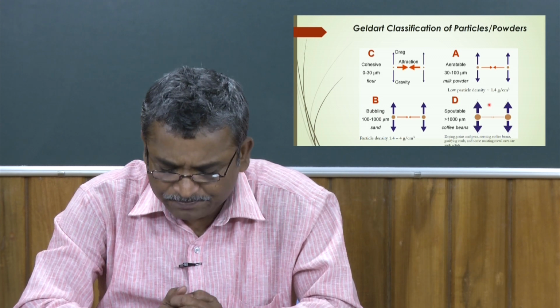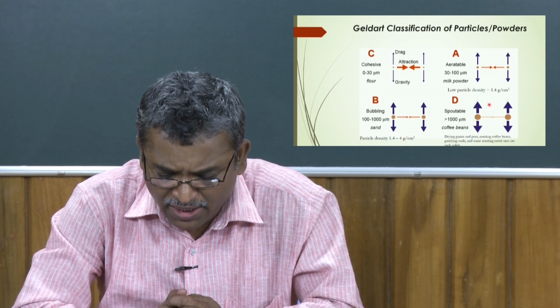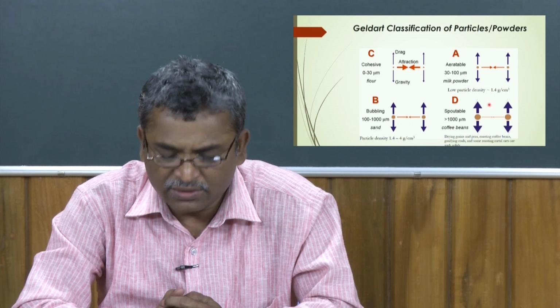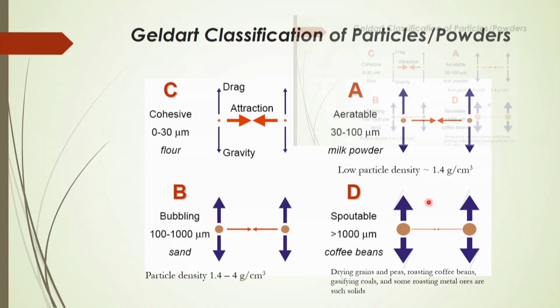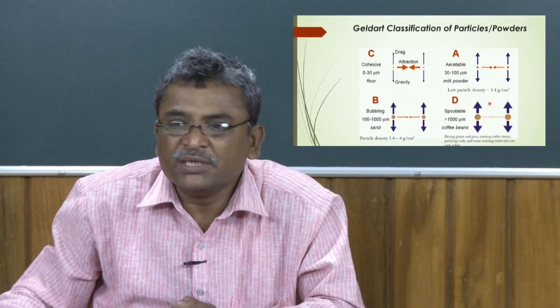So, in that case this is represented by the spoutable type of particles like coffee beans. Drying grains or peas, roasting of coffee beans, and gasifying coals also, this type of particles are used for these operations, and it is feasible.